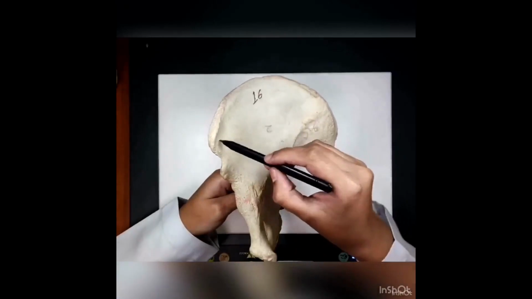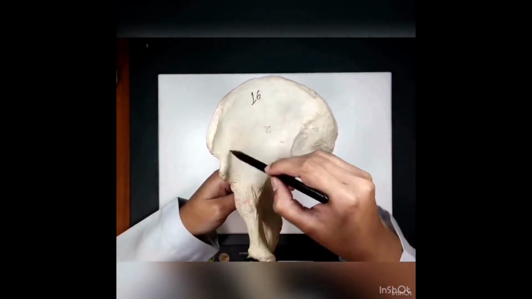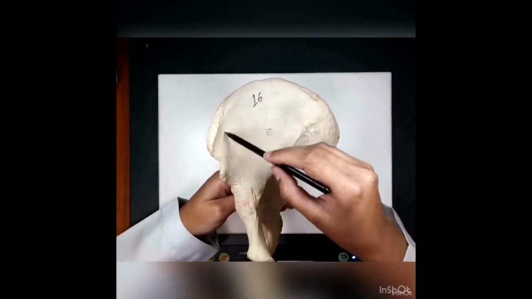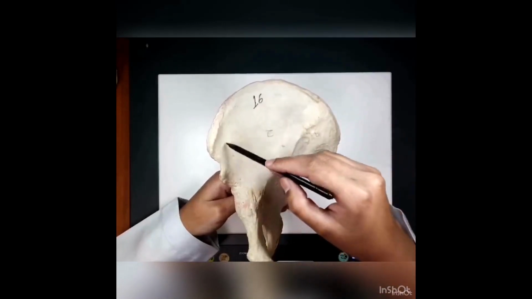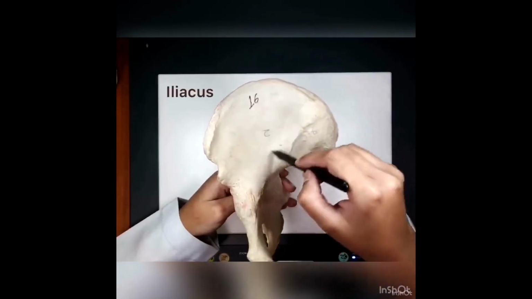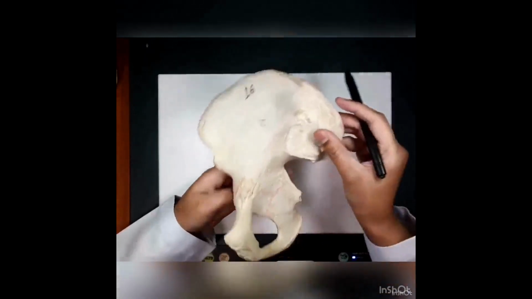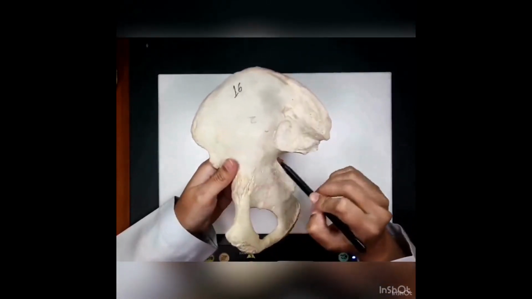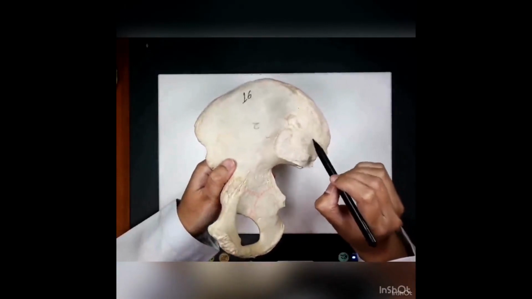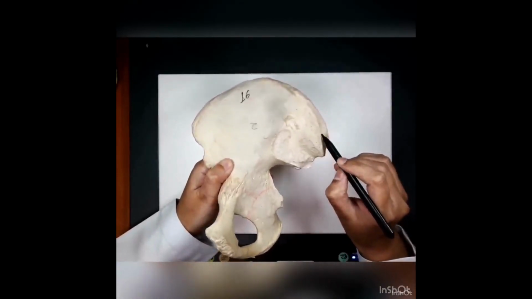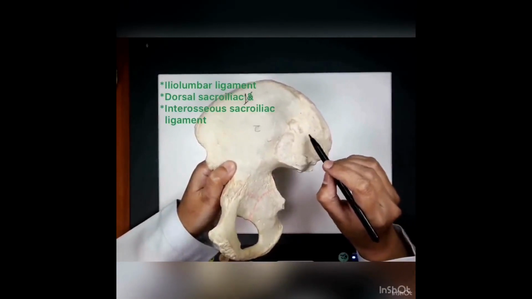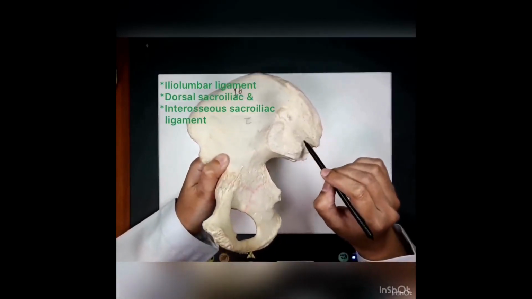Now, coming on this surface is the iliac fossa. This iliac fossa has attachment of a muscle, iliacus muscle, on the upper two-thirds of it. Coming to the sacropelvic surface, on this iliac tuberosity, there is attachment of iliolumbar ligament, dorsal sacroiliac ligament, and most of it is covered by interosseous sacroiliac ligament.